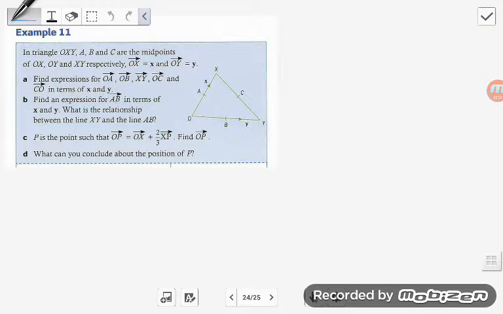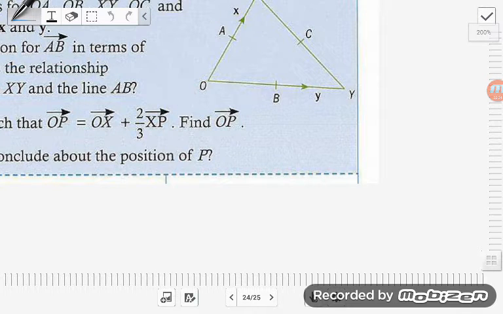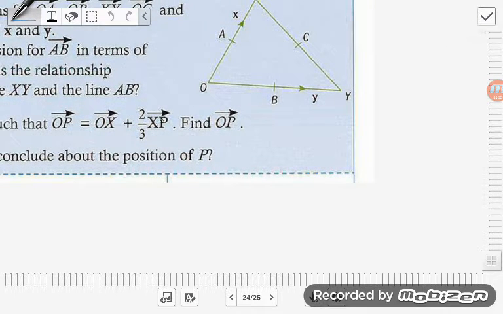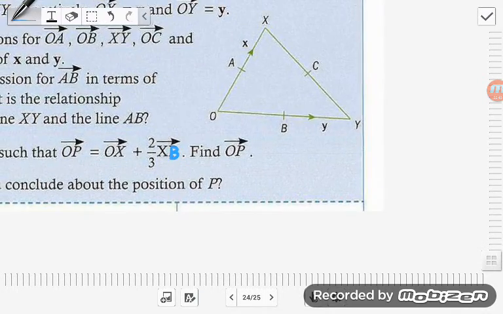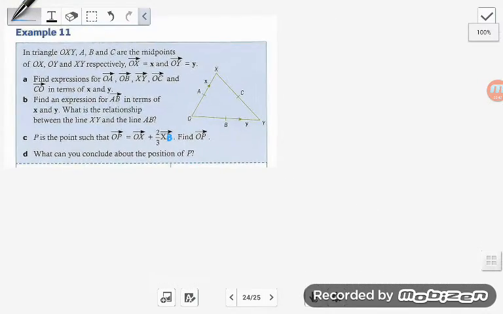Before you do that, I want to point out something. There's a typo over here. This is not XP, this is XB. Okay, XB. So go ahead, pause the video and try to understand the question yourself.